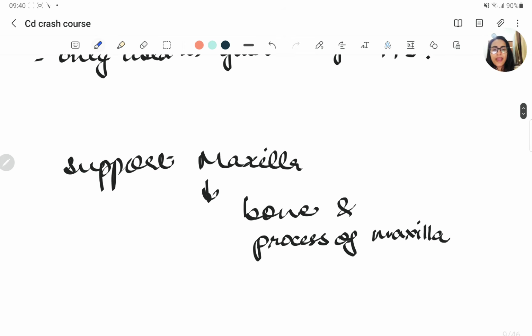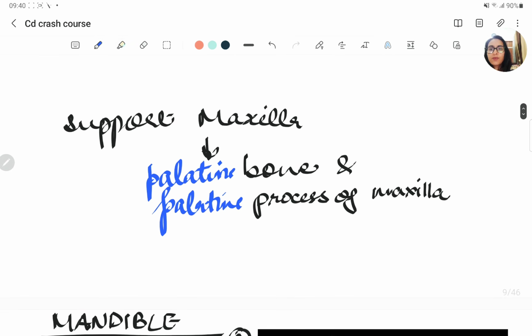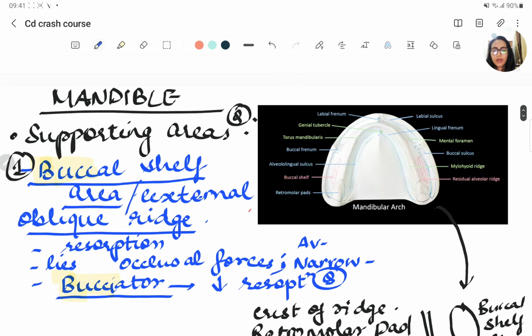So support of the maxilla is via the palatine bones and the palatine process of the maxilla. Talking about the mandible, we have support areas: buccal shelf area and residual alveolar ridge. So these are the support areas. Crest of the residual alveolar ridge is a relief area. Remember, crest means the top part of the ridge. So that is the crest. But if we talk about residual alveolar ridge, that is not specifically talking about the crest, right?